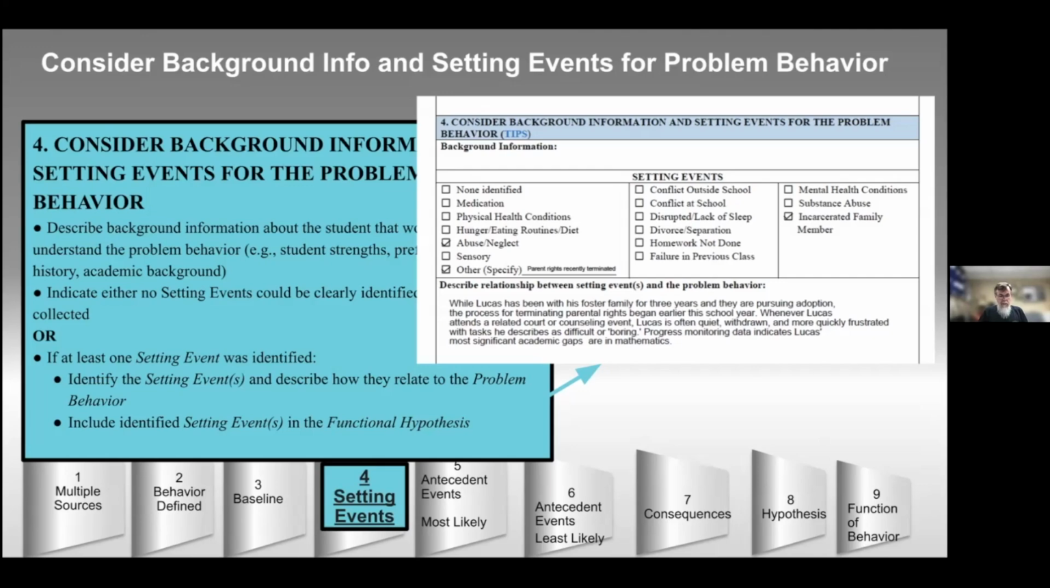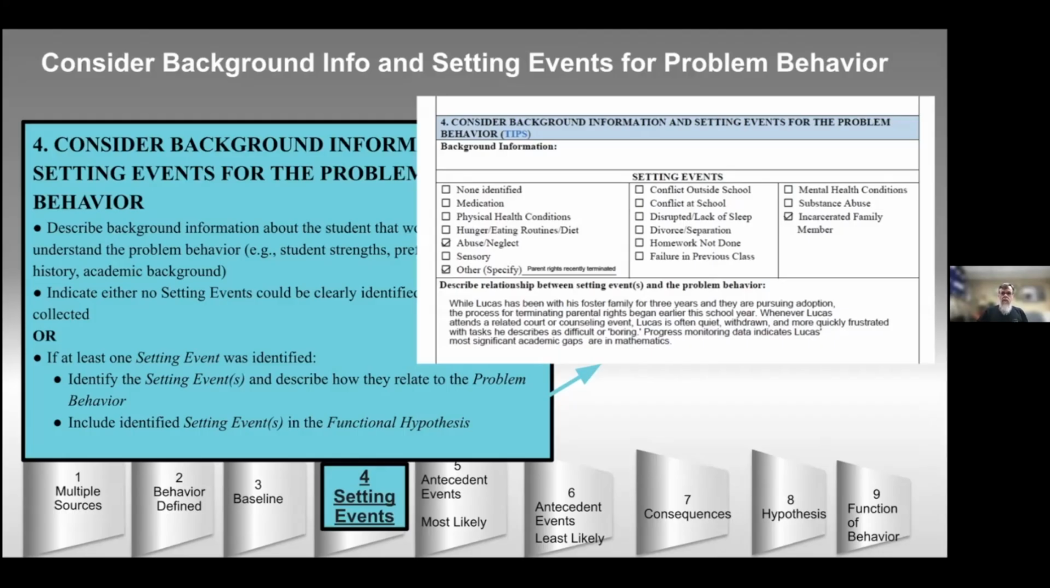What's some background information that we have on our kiddos, and then setting events inside the school. Look at hunger. It could be such things as conflicts at school, conflicts outside of school, changing schedule or routine. So how many of our kiddos get torn up if there is a change in their schedule during that day or change in their routine?